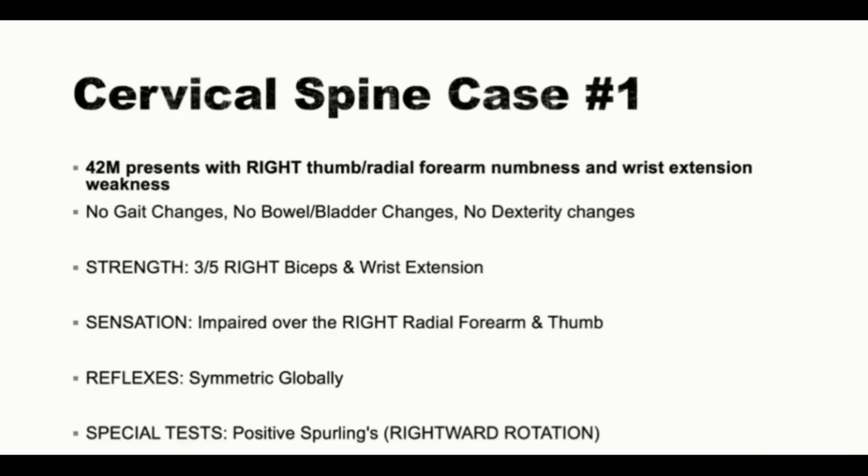Sensation is impaired as the patient reported over the right radial forearm and thumb. Reflexes aren't as affected, and they have a positive Sperling's. Again, that was demonstrated with right rotation, closing down those foramen on the right side, eliciting what their problem is. So we've ruled out a lot of upper motor neuron signs. We have concordance. Now we have something that's agreeing with the patient's story. That triad of diagnosis between their history and their exam, we've kind of crossed off two of them. So the last thing is going to be their imaging.